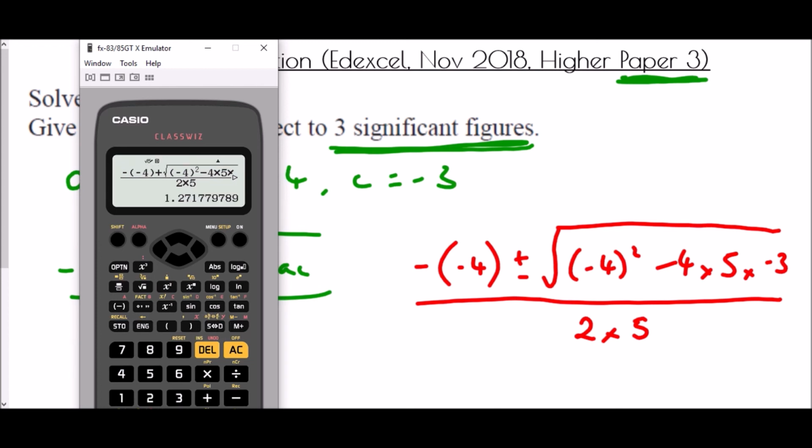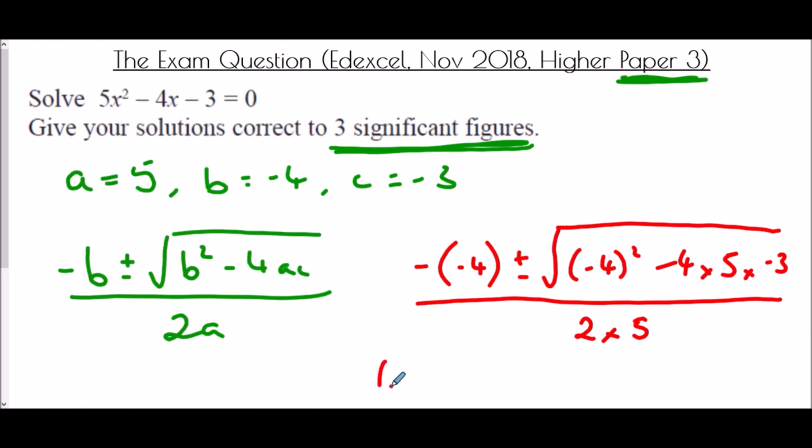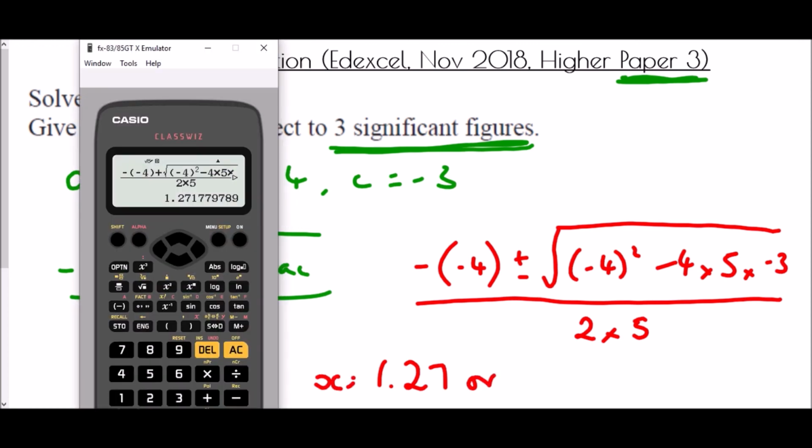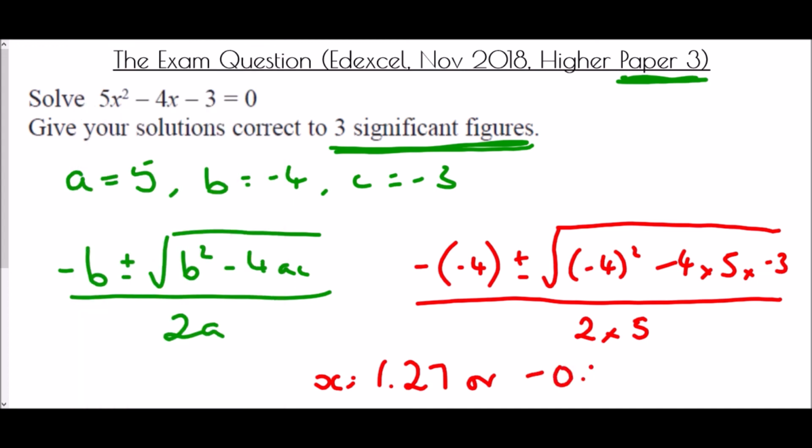Now it asks for 3 significant figures, so 1.27 will be our first answer, and our second answer would just be where we have changed the plus to a takeaway. And there it is. It is -0.472. And those are our 2 solutions.